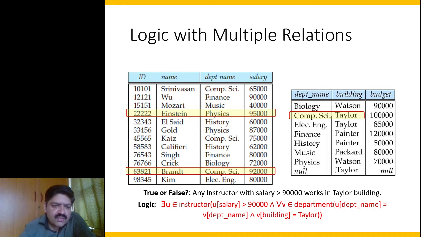So there exists an instructor U belonging to instructor with salary greater than 90,000, and I could do for all V belonging to department, U of department name equals V of department name. That's my join condition. And after joining, V of building is Taylor. If this holds, it means that any instructor with salary greater than 90,000 works in the Taylor building.